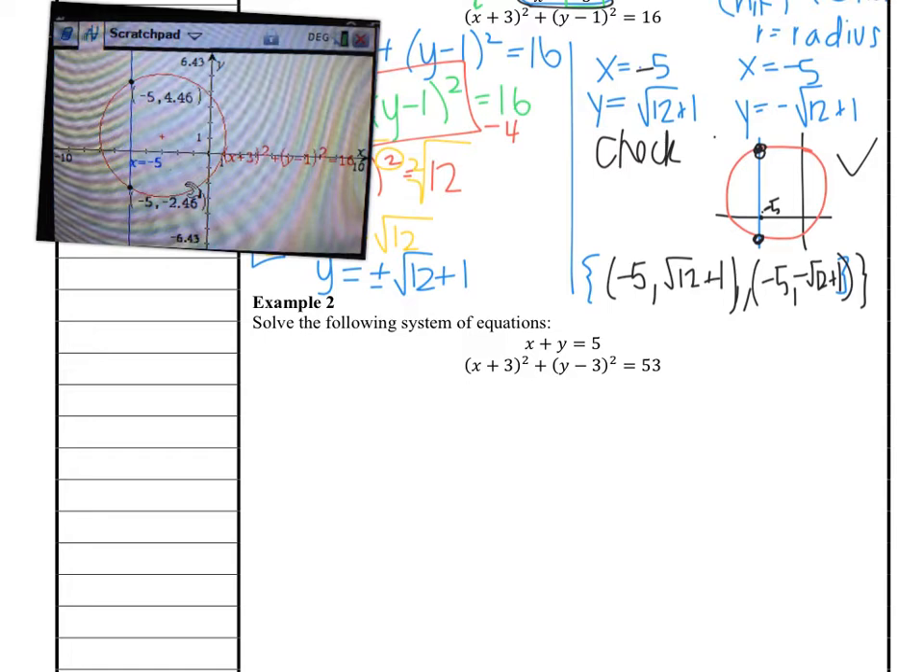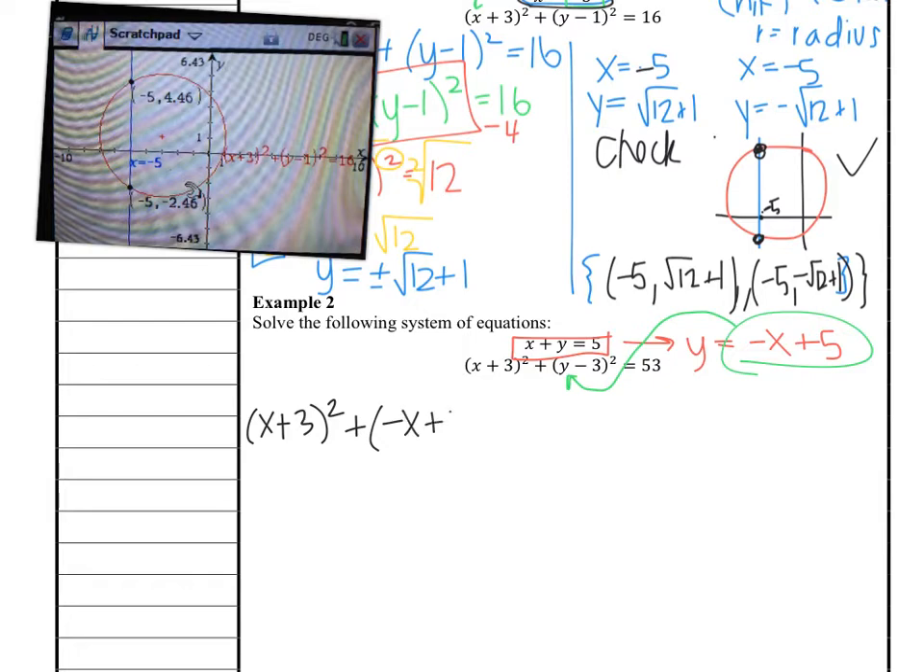And we've got, again, a system of equations, but this time we don't have just an x equals. So we have to get this equal to one variable. Typically we get it into y equals. So this would look like y equals negative x plus 5. Then again, by substitution, I take this whole entire thing and replace any y's with that expression. So now we have the x plus 3 squared plus negative x plus 5 minus 3 squared equals 53.